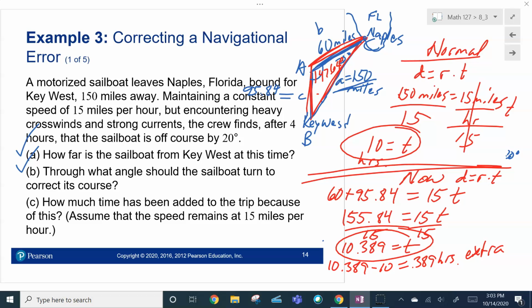But let's put it in minutes. So multiply by 60 minutes per hour. 0.389 times 60 equals 23.34 minutes extra.